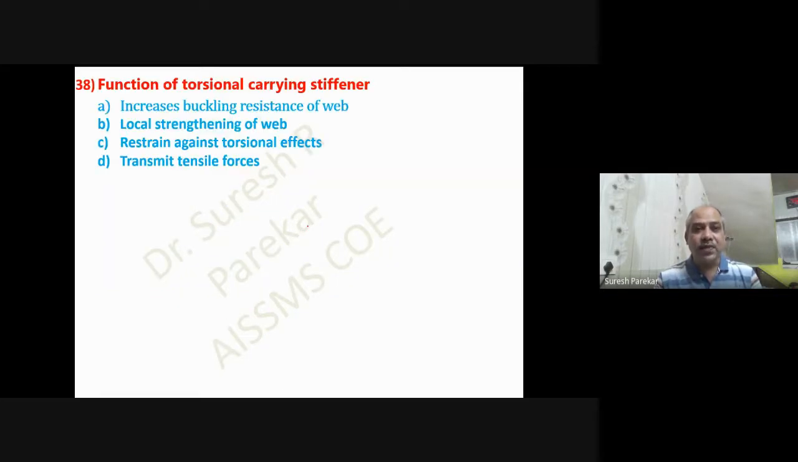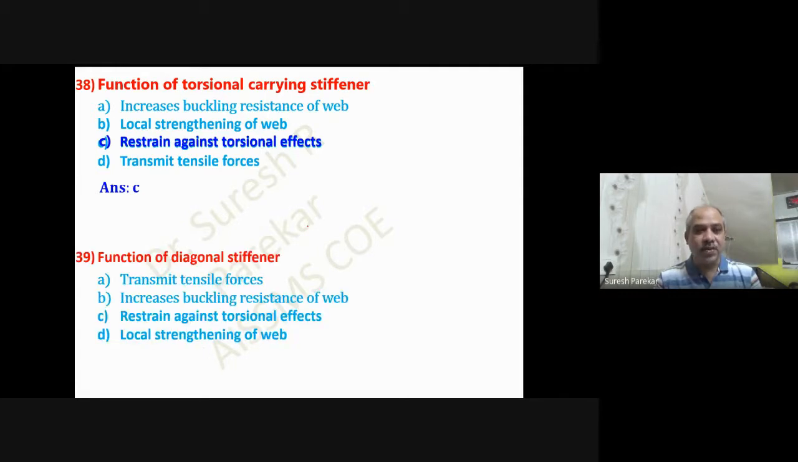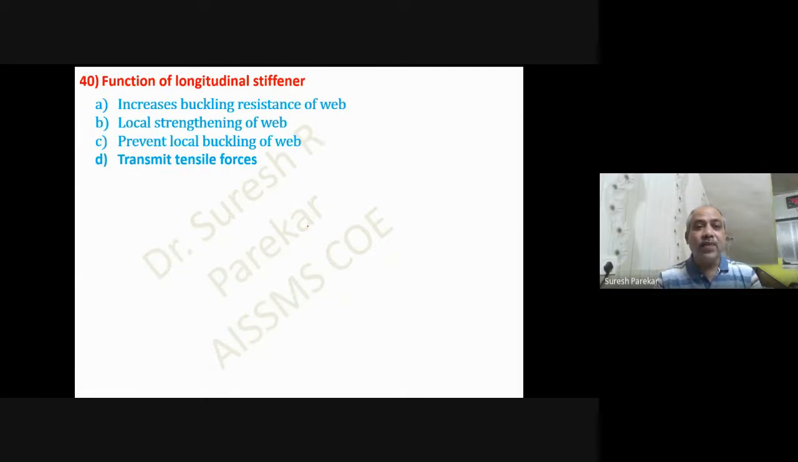Then the function of torsional stiffeners: they restrain against torsional effects. The function of diagonal stiffeners is local strengthening of the web. The function of longitudinal stiffeners is that they increase the buckling resistance of the web. So these stiffeners are generally for the web only.